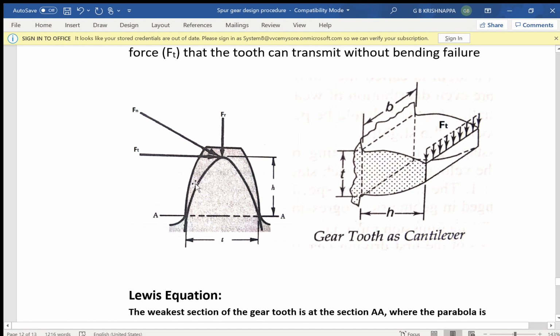So here we have a parabola. This parabola shown here outlines a beam of uniform strength. So hence the weakest section of the gear tooth is at section A here, where the parabola is tangent to the tooth outline.